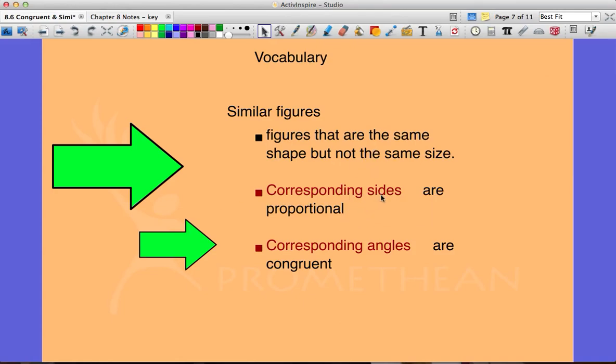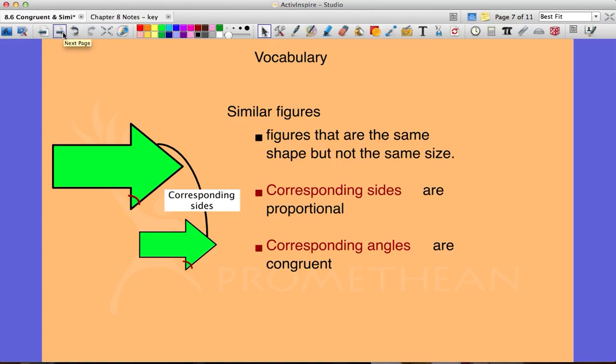They also have to have corresponding sides that are proportional. We talked about corresponding sides. They're the sides that would match up if you put the shapes on top of one another. The corresponding angles also have to be congruent. So it's the same idea, it's the angles that would line up if you put the shapes on top of one another. So with similar figures, it doesn't mean that they just have to be the same shape, they also have to be proportional with their size. So if this is 1 and this is 2, then if this is 1, this has to be 2. If it's not, they're not similar.